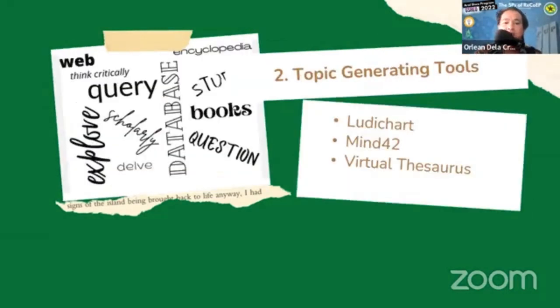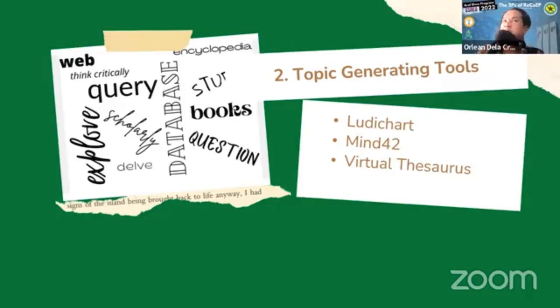Next, we have number 3, the virtual thesaurus. If you have come up with a topic but struggle with its wording, visualize it with the tool. The tool gives you a list of word associations and their relationships.